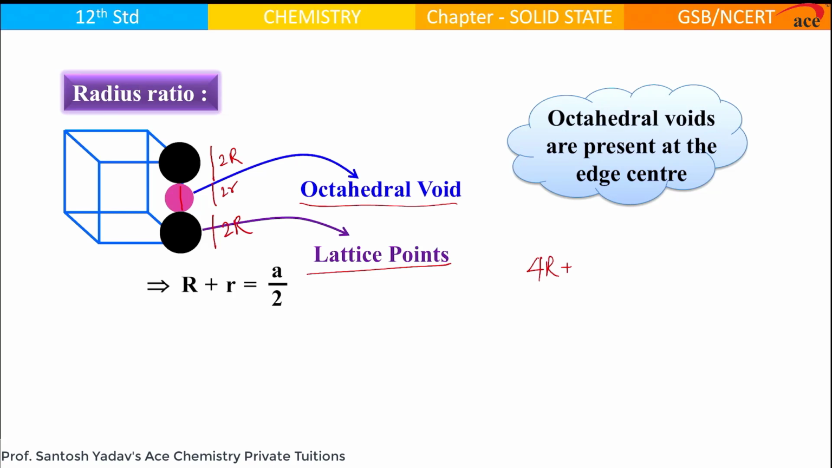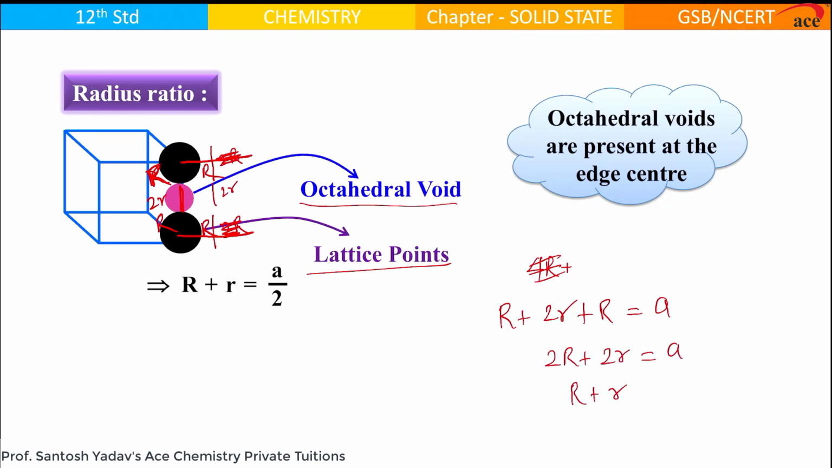No, I have made an error. From this, there is only 1 r, and from this, there is only 1 r. So, that means r plus 2r plus r, this is r, this is 2r as a diameter, and this r, is nothing but the edge length. That means 2r plus 2r is equal to a. That means r plus small r is equal to a by 2.